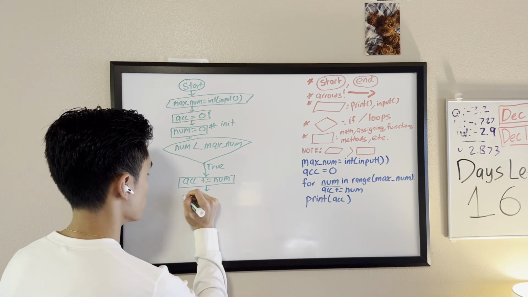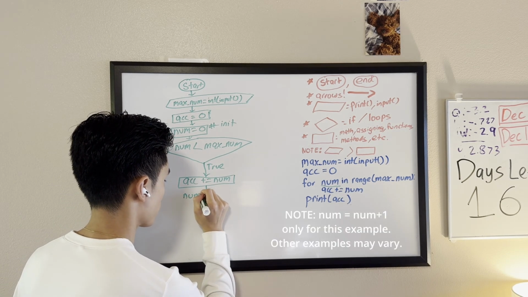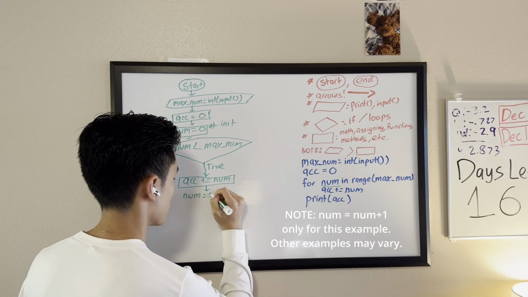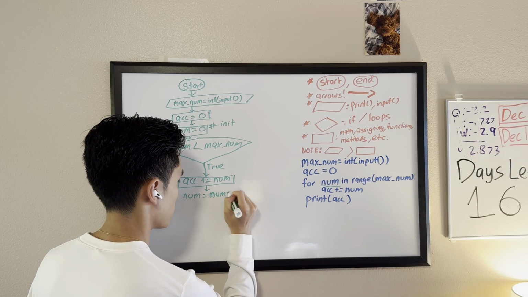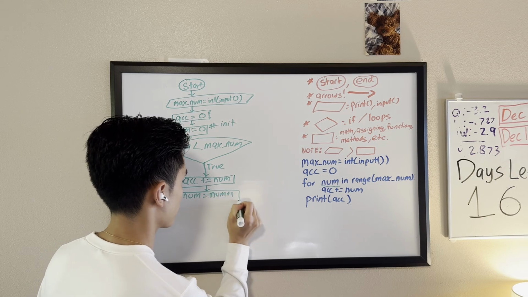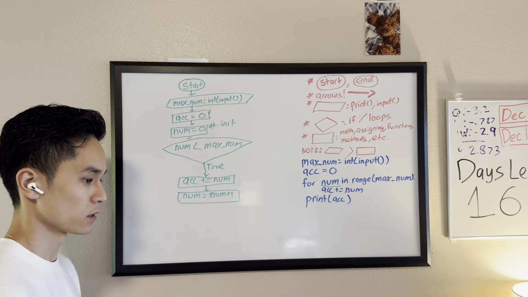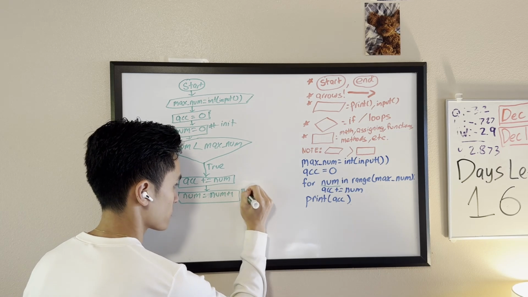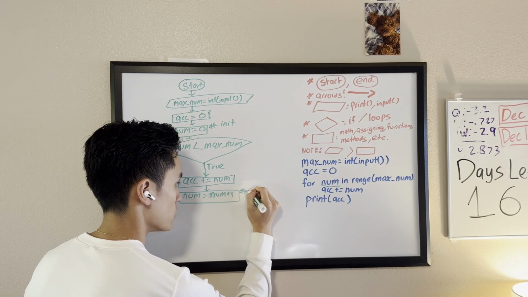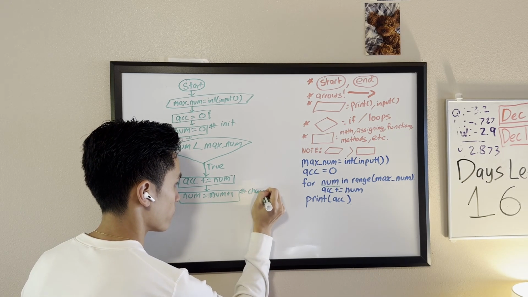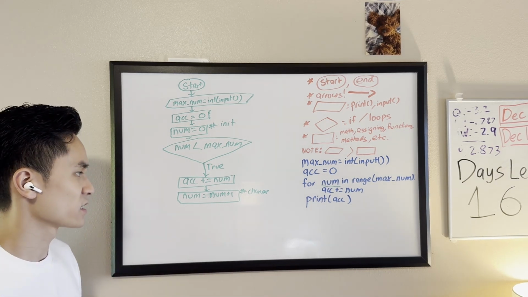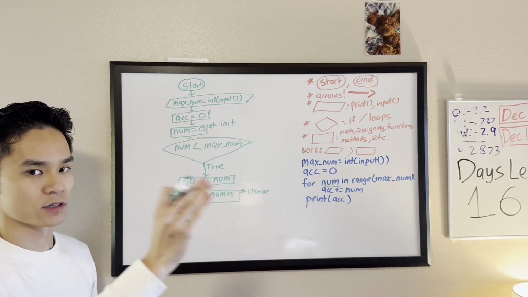So we need to do num is equal to num plus 1. Oops, accidentally did that. And we will also leave a little note that says we are changing the variable. So basically num right here is kind of acting like a counter to iterate through the loop.